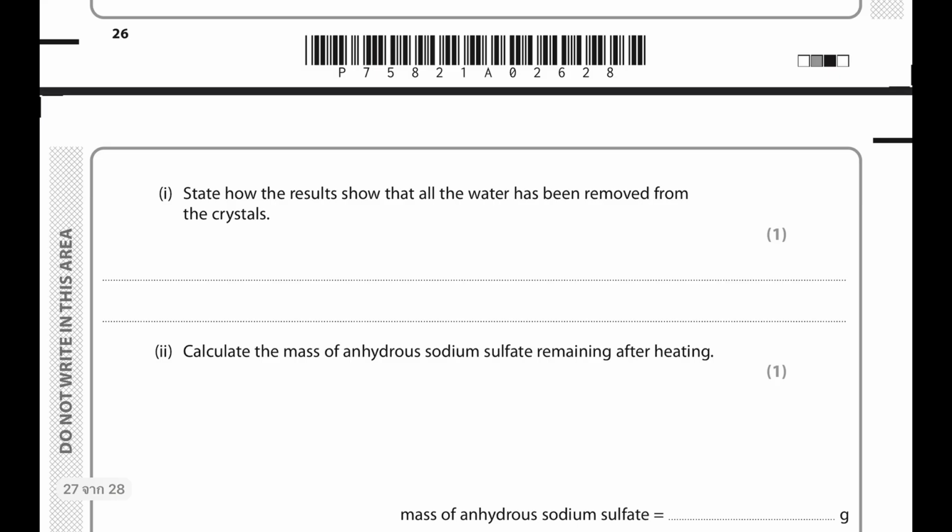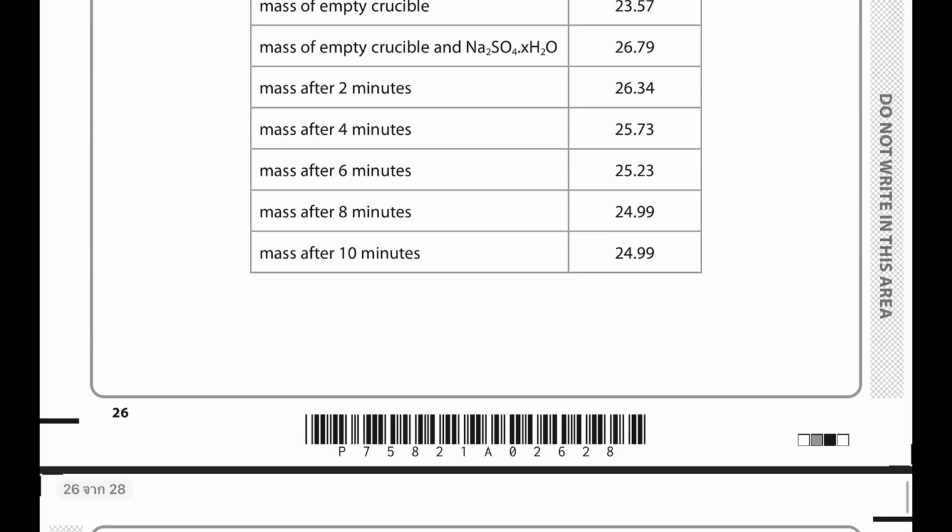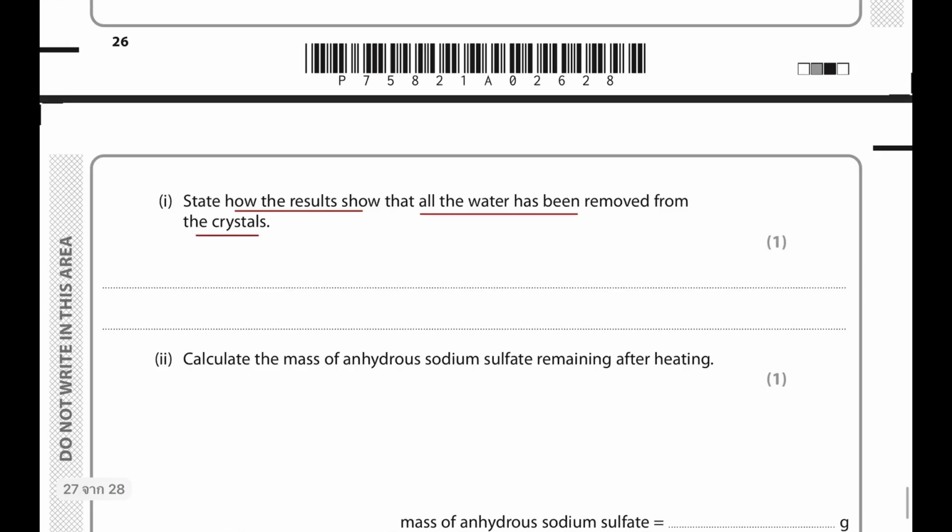So question I. State how the result shows that all the water has been removed from the crystals. So you can see that the mass after 8 minutes and 10 minutes are constant. Okay, so the last two results are constant, or you can say are the same.